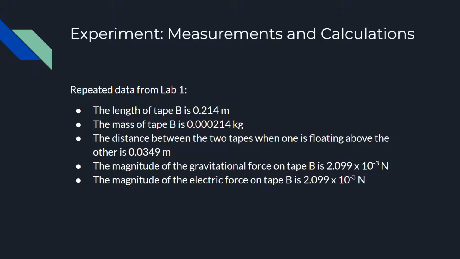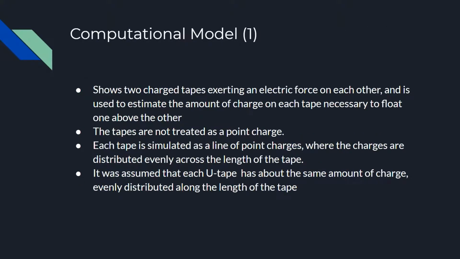A computational model was made, which shows two charge tapes exerting an electric force on each other, and is used to estimate the amount of charge on each tape necessary to float one above the other. The tapes in this lab are not treated as a point charge. Each tape is simulated as a line of point charges, where the charges are distributed evenly across the length of the tape. It was assumed that each U-tape has about the same amount of charge, evenly distributed along the length of the tape.